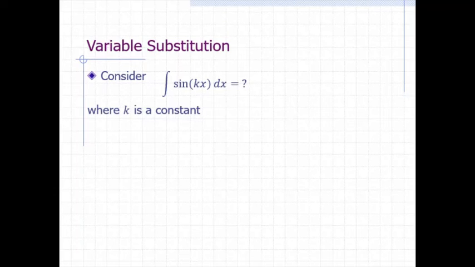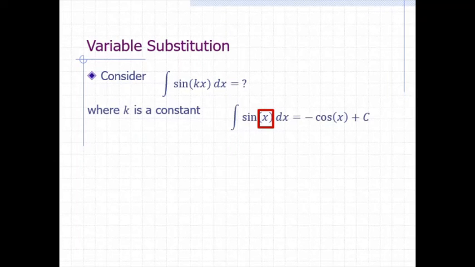Variable substitution is a very useful technique for evaluating integrals. Let's look at a simple example. Consider the integral of sine kx with respect to x, where k is a constant. We know that the integral of sine x is negative cosine x plus c. But the problem is that the argument for our sine function here is k times x, not x. To make the integral look like the one that we know, we can make a substitution.